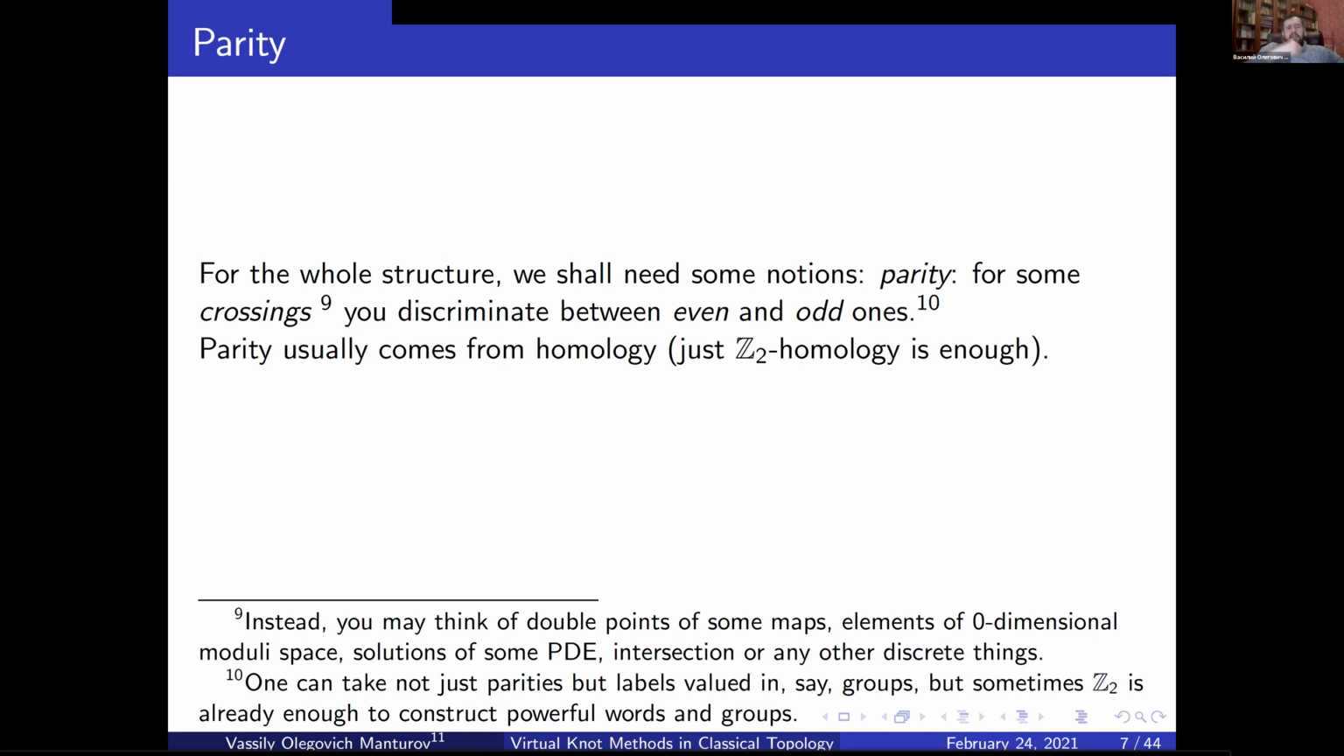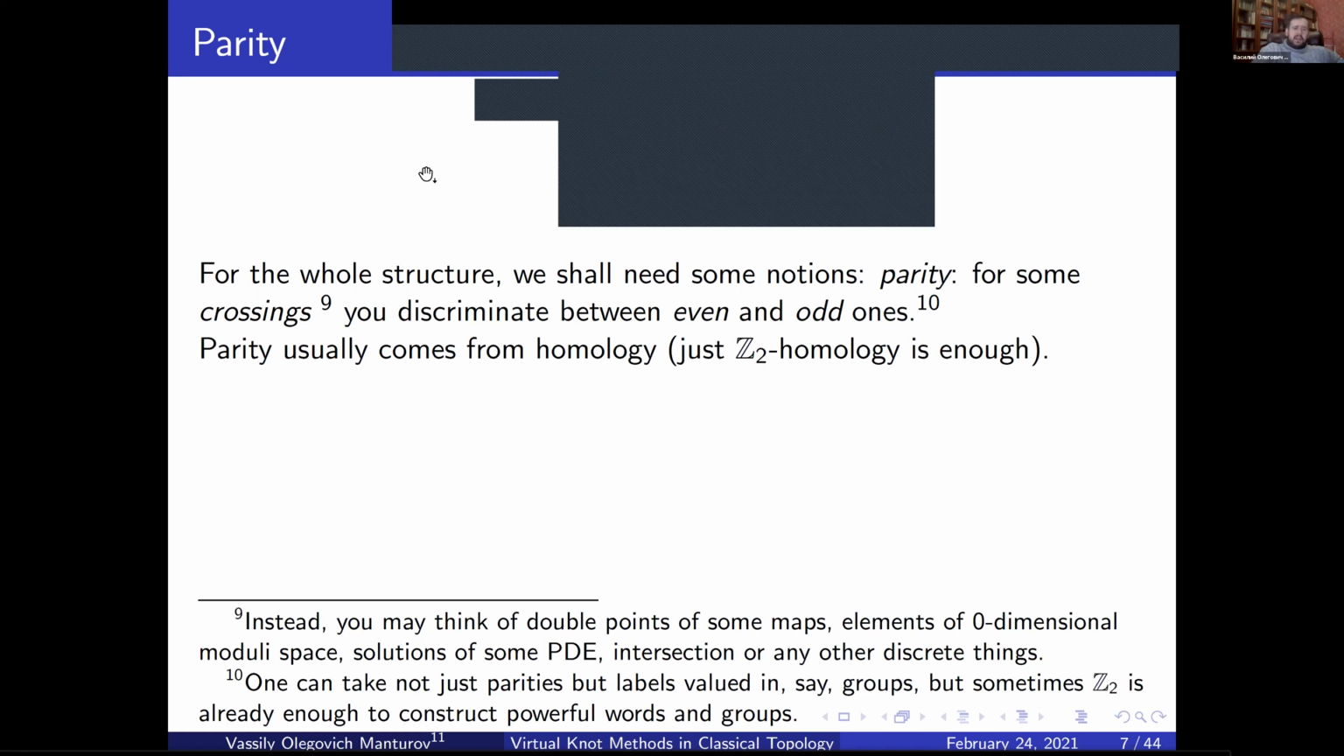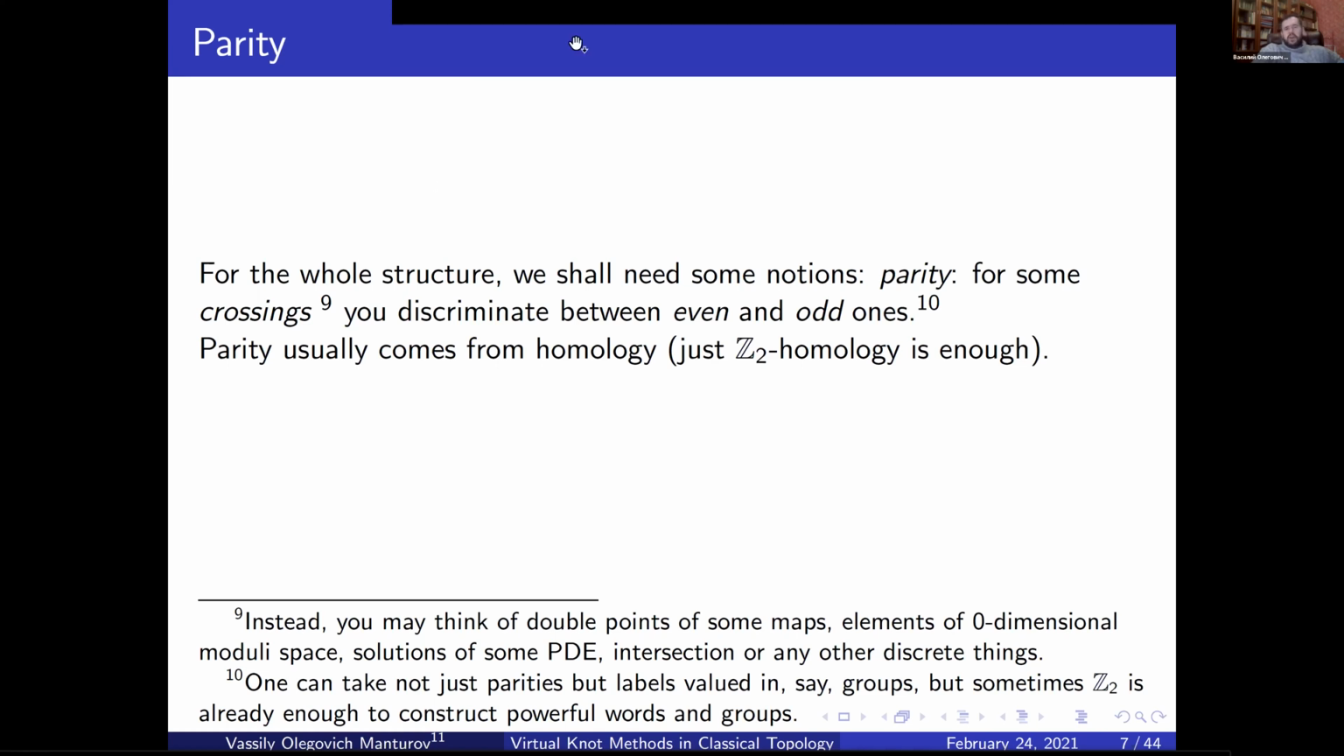I want to discriminate between even ones and odd ones. This will be very much detailed for the case of free knots; for the general case, just try to imagine the following. If we have some homology, or even Z2 homology, then we often get parity. We can often evaluate some Z2 homology class and say, okay, this crossing is even and that crossing is odd.